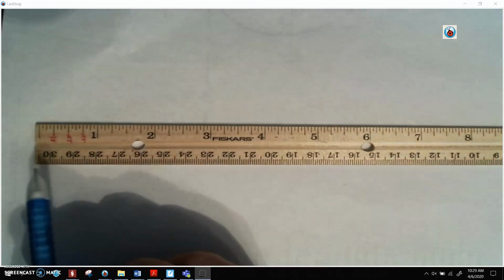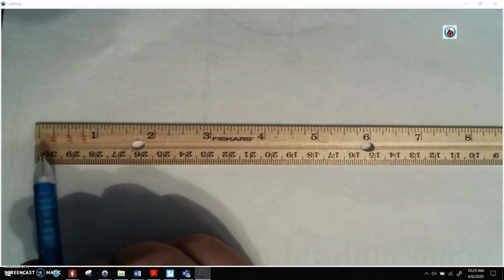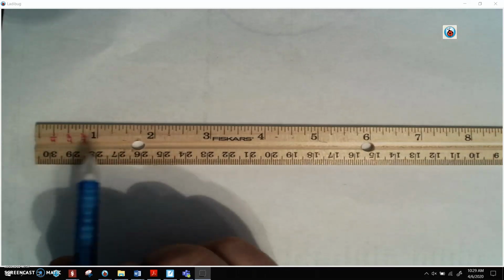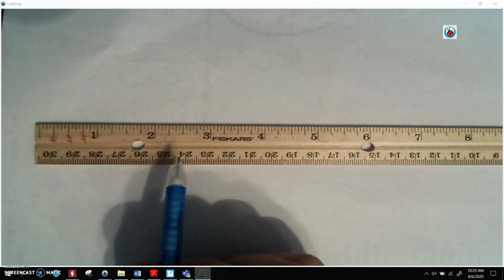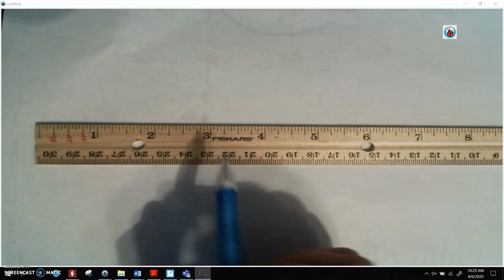Today we're going to be using a ruler to measure different objects to the nearest 1/4 inch and to the nearest 1/2 inch. So I have a ruler here that I have split up between 1/4, 2/4, and 3/4. Between 1 and 2 would be the same thing. Between 2 and 3 would be the same thing.